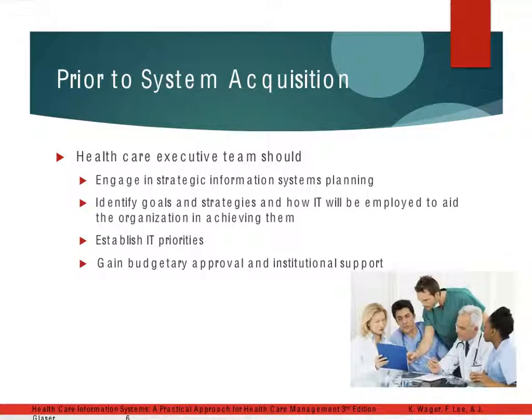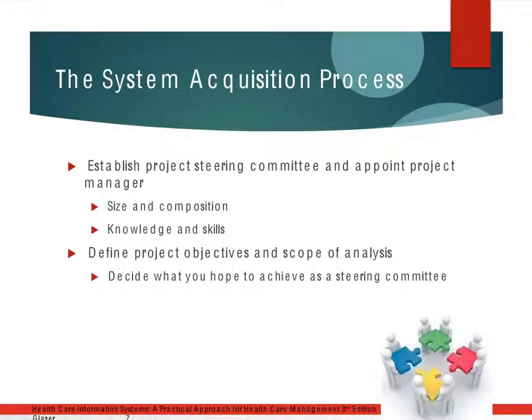And once you identify those priorities based on all of the members of your team, you really want to come up with priorities. Again, IT is very expensive, as we've talked about in earlier classes. So what would be the priorities for this organization? And then, of course, someone needs to pay for it, so budgetary approval and institutional support need to happen.